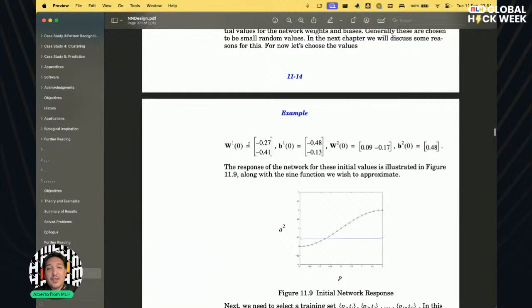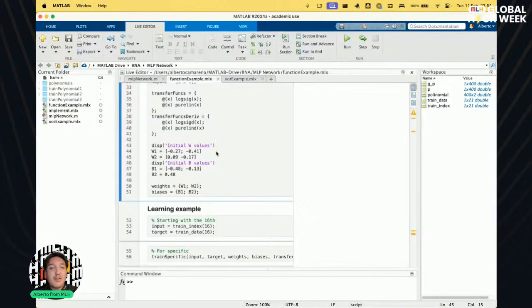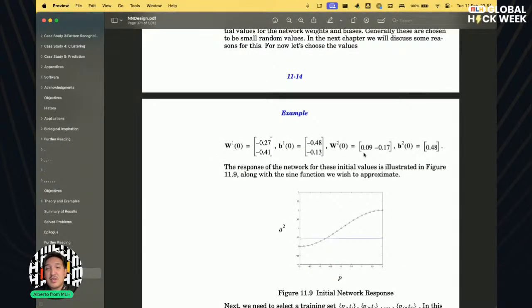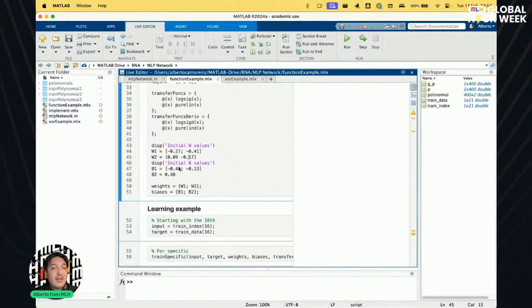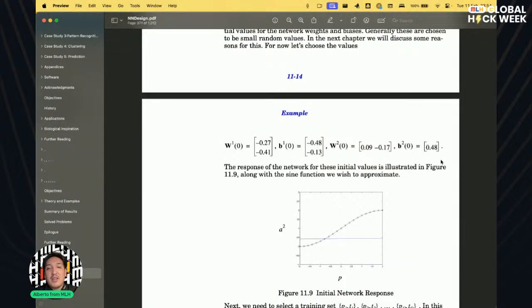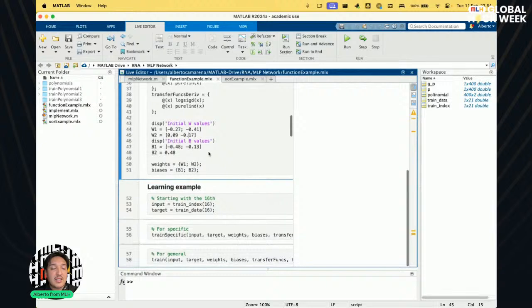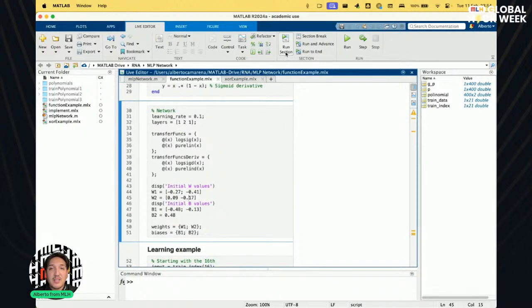These are -0.7, -0.27, -0.41, -0.09, and -0.17. Same for b1 and b2, right? So that's it. Those are the initial values for this. I run this action.